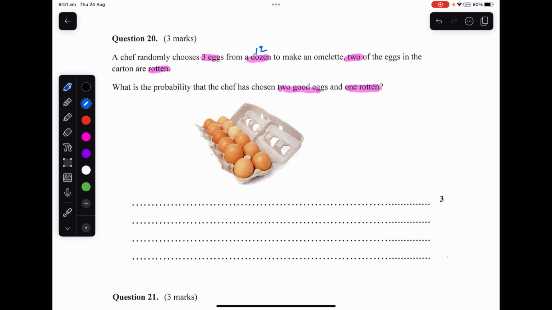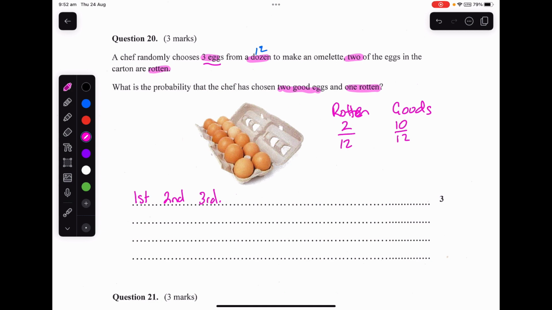Now this one, there's probably multiple ways to do this, but I'm going to use my common sense with this one. If I am picking 3 eggs, okay, so I've got my first egg, my second egg, and my third egg. It tells me 2 of the eggs in the carton are rotten. So I know that rotten eggs are 2 out of 12. Good eggs are 10 out of 12. Okay, so that's the first part I need to know.